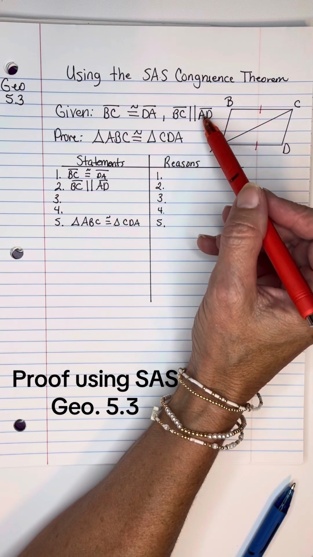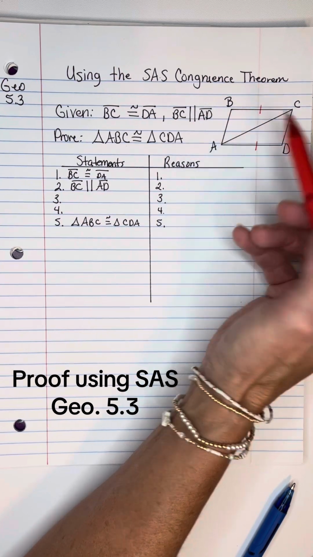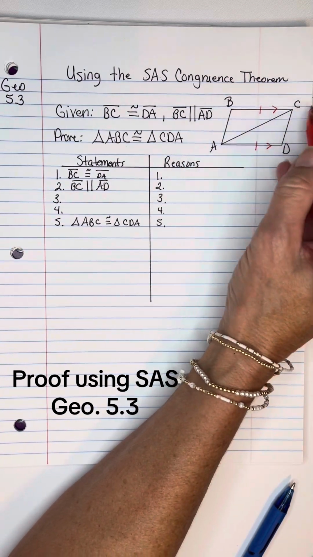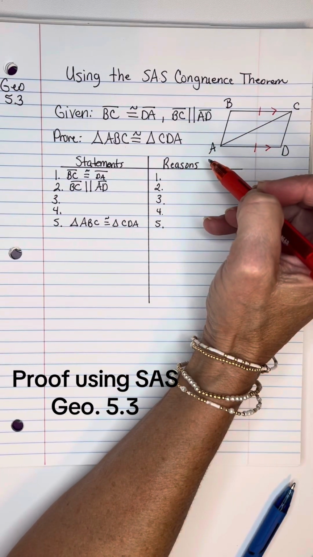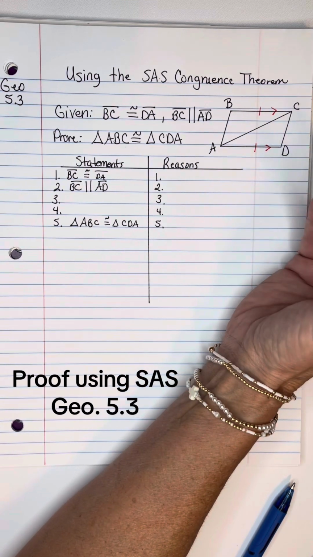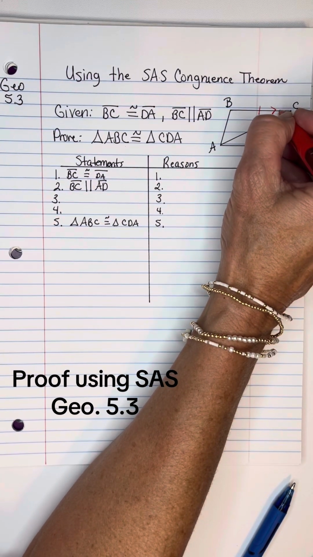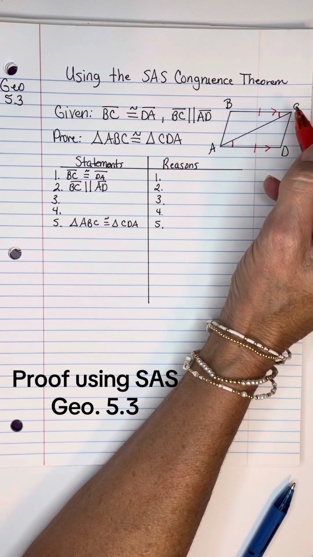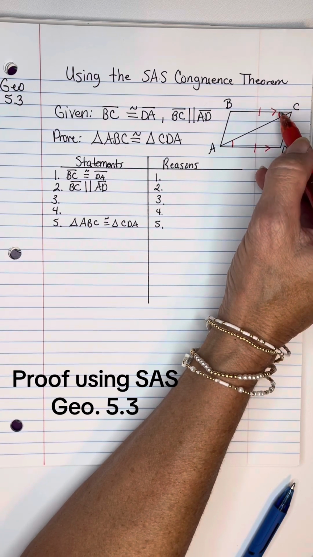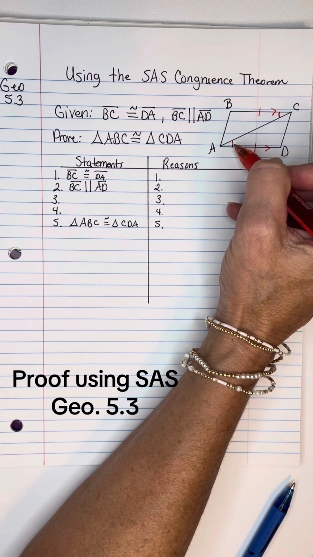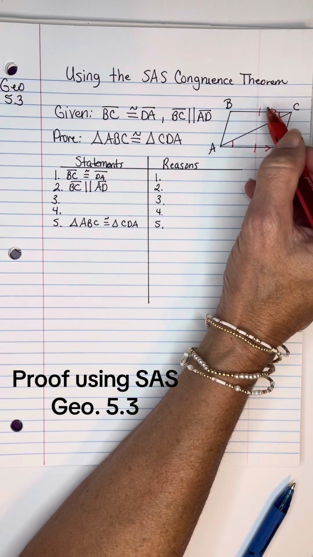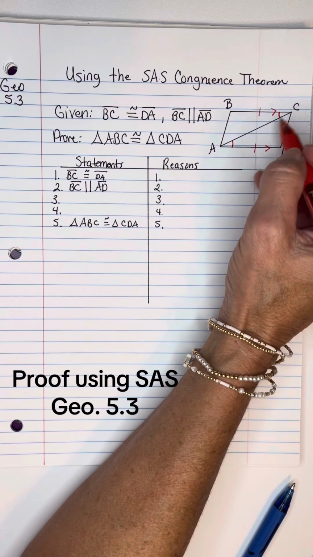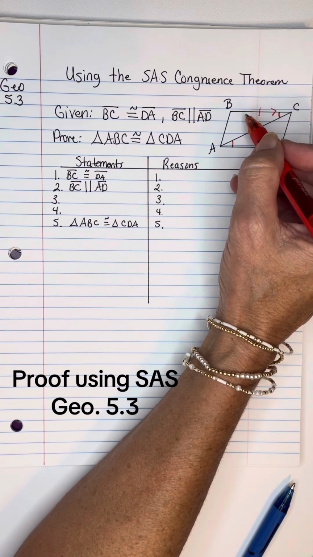We also are told that BC is parallel to AD. This symbol means parallel, so let me make the parallel symbol. So those segments are parallel. Well, if you got parallel lines cut by a transversal, one thing that they didn't mark that you have to mark yourself is that the alternate interior angles would be congruent. And I need that because I'm talking about needing a side and an angle and then another side. And since these right here are alternate interior angles and we know they're congruent if the lines are parallel, that will work.